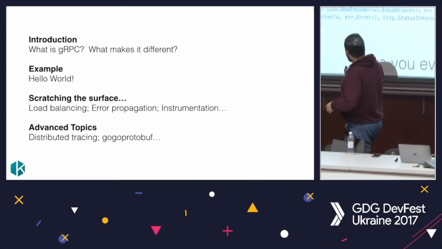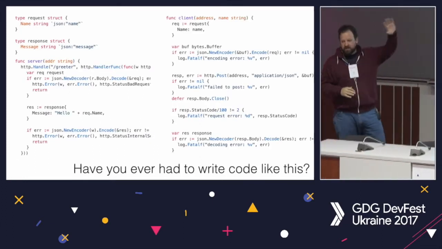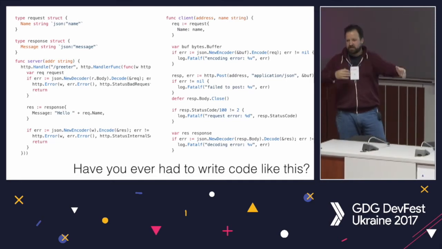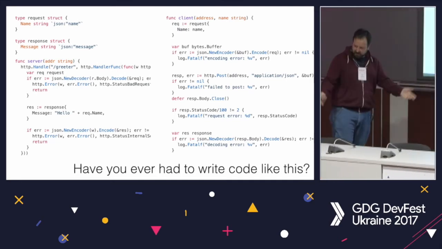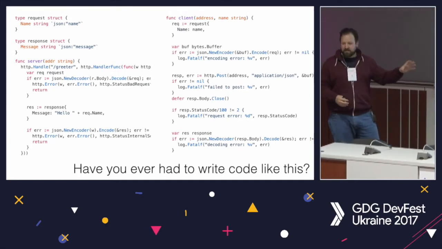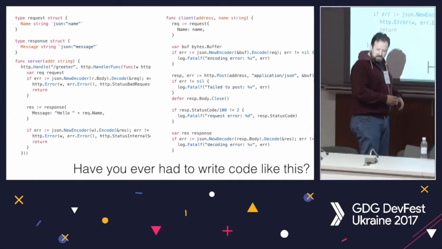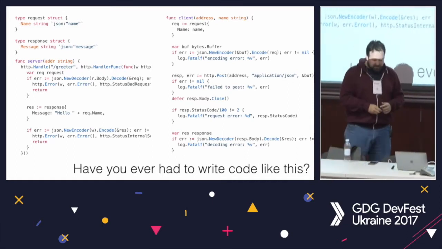So, straight in. Who here has had to write code like this? This is, in Go, your kind of standard hello world, marshalling JSON, doing a HTTP handler. Who here's done that? Yeah? I mean, that's a lot of code to basically just say hello. It's about 120 lines of code, if all compiled into a binary.